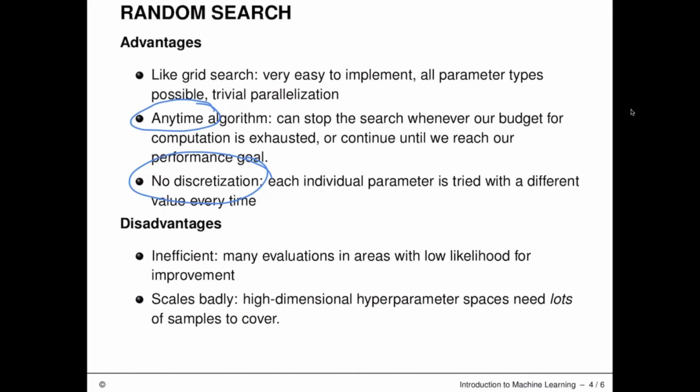And the disadvantages are, it's also rather inefficient, because still we might have many evaluations in areas with a low likelihood for improvement, and also, like grid search, it scales badly, which means that high-dimensional hyperparameter spaces need lots of samples to cover. So we have the same curse of dimensionality as in grid search.